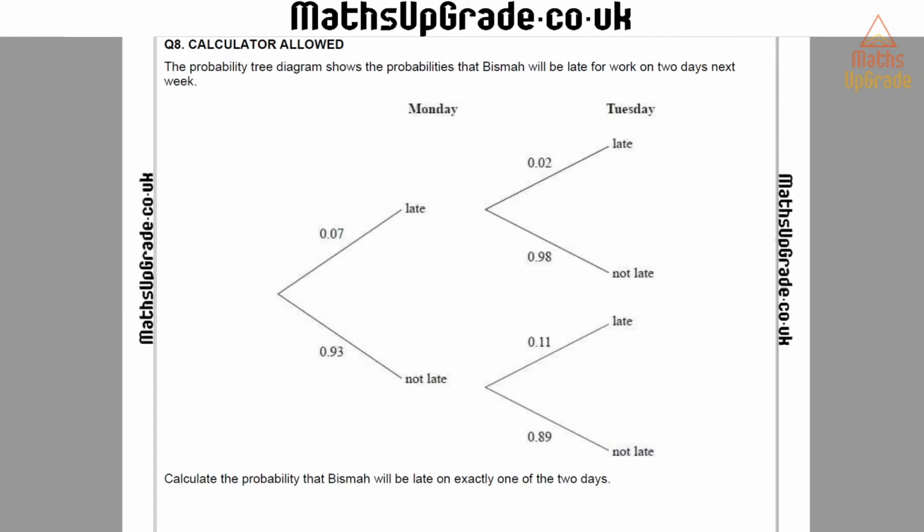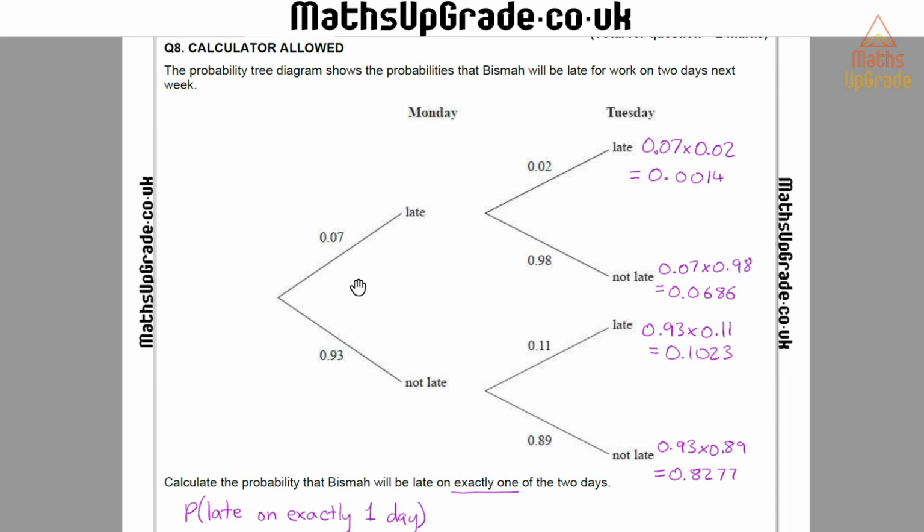In question 8, we need to find the probability that Bisma will be late on exactly one of the 2 days. So that means not late on both days, just late on one of the days. So that's going to be either this pathway here, so late on Monday, not late Tuesday, or this pathway here, not late Monday, but late on Tuesday. Okay, so it's this pathway here, which is 0.07 times 0.98, or 0.93 times 0.11. So I've worked out these 2 probabilities here. I didn't need to work out these 2 really.